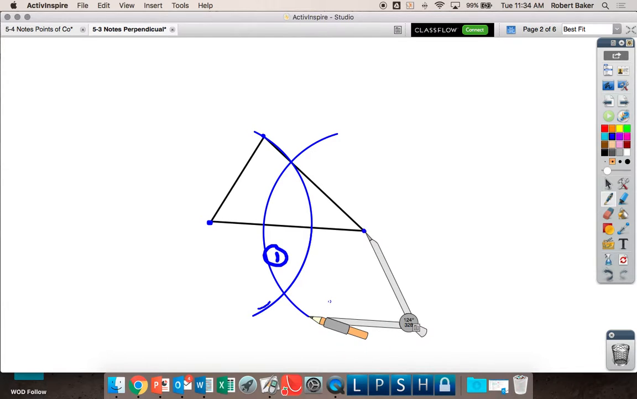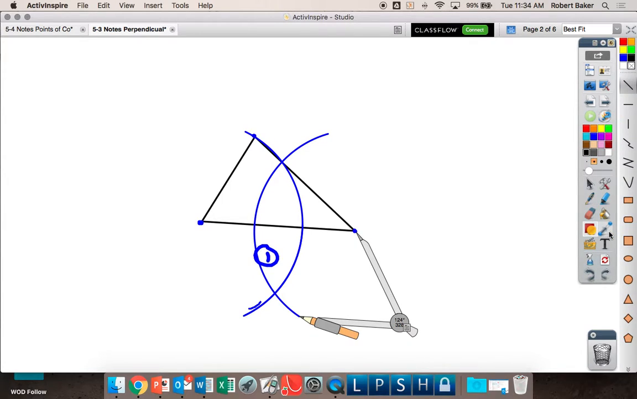At this point, your construction is complete. All you have to do is draw the line now. You must draw the line that connects the intersection of the 2 arcs. From here, I'm going to change color so you can see it. From here to here. This line right here is your perpendicular bisector. Okay. Any confusion right now?